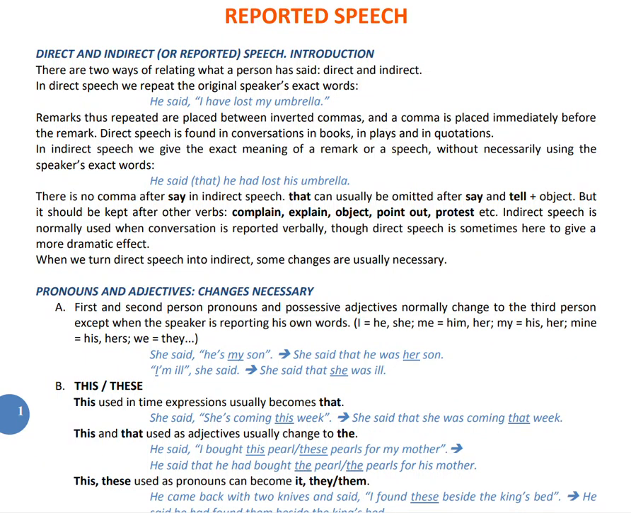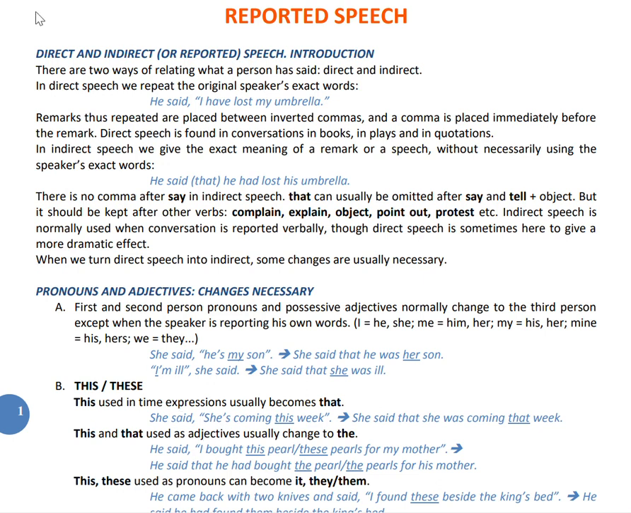Hello, hi everyone. In this lesson, we are going to learn about direct and indirect speech. Okay? There are two ways of relating what a person has said, direct and indirect. In direct speech, we repeat the original speaker's exact words.